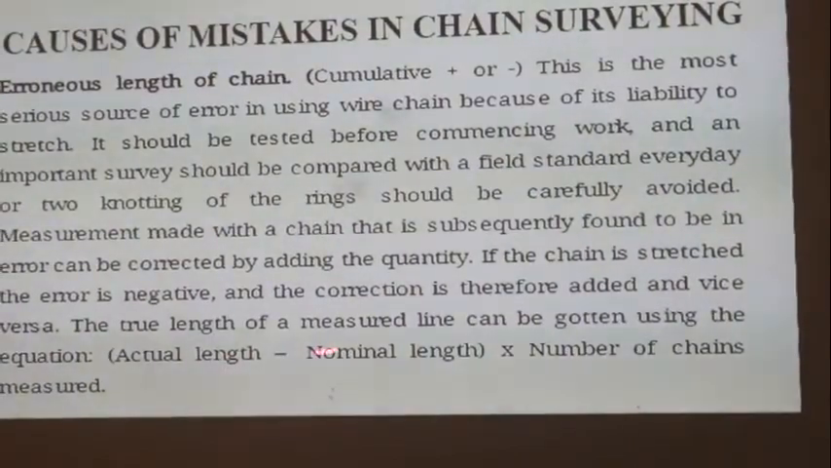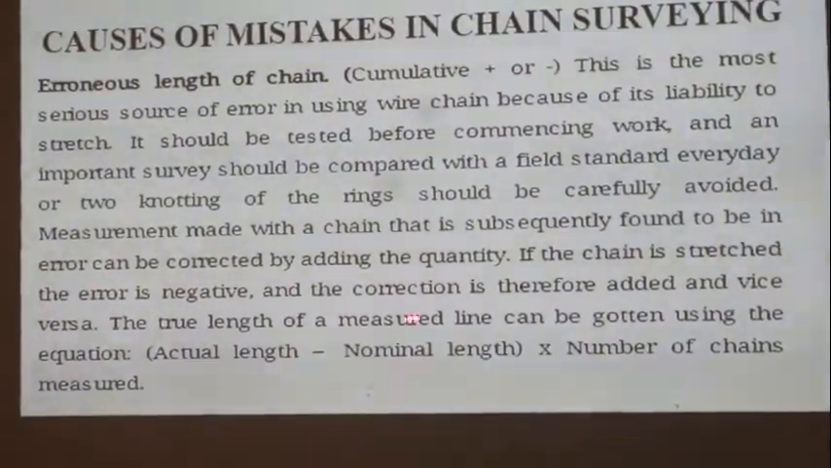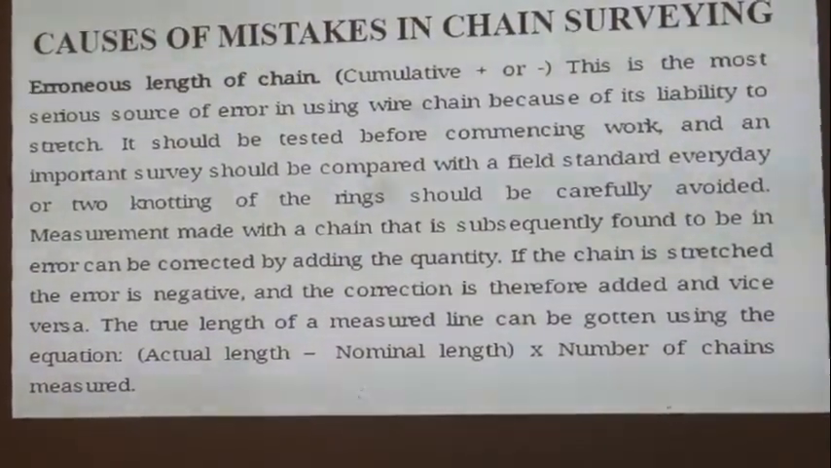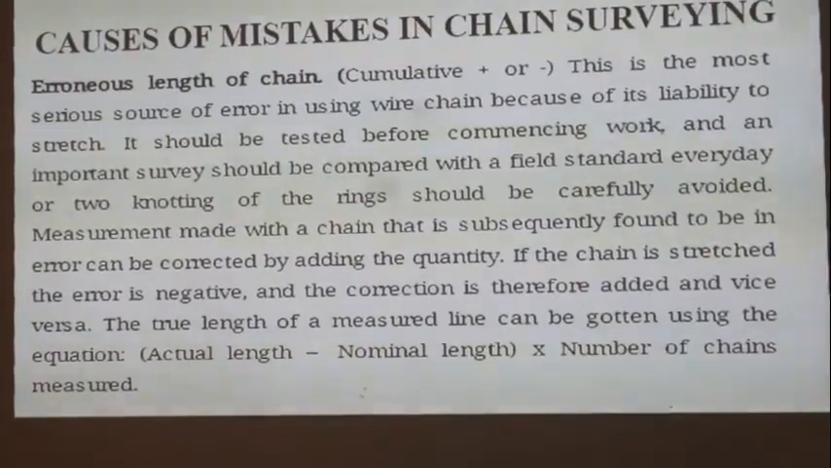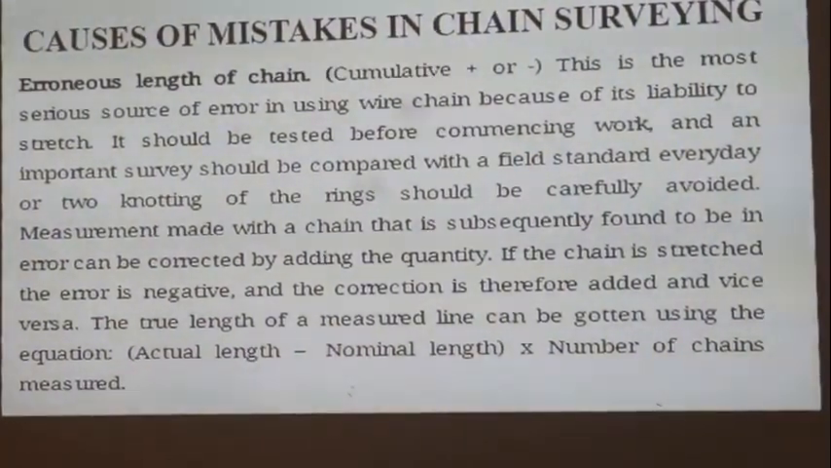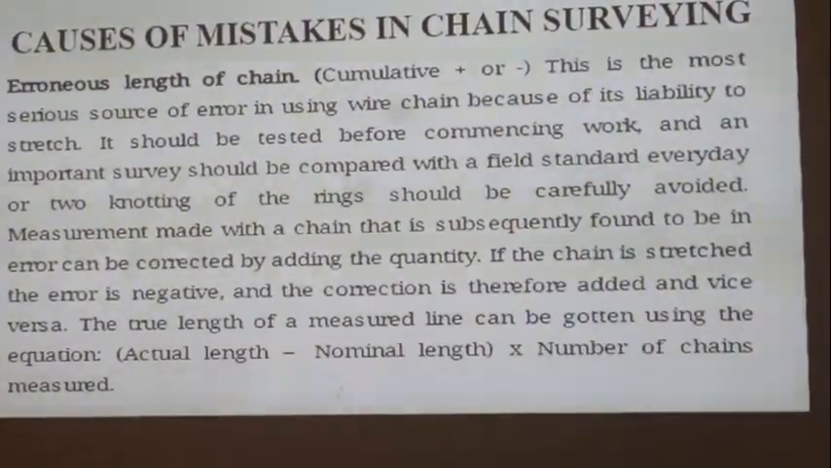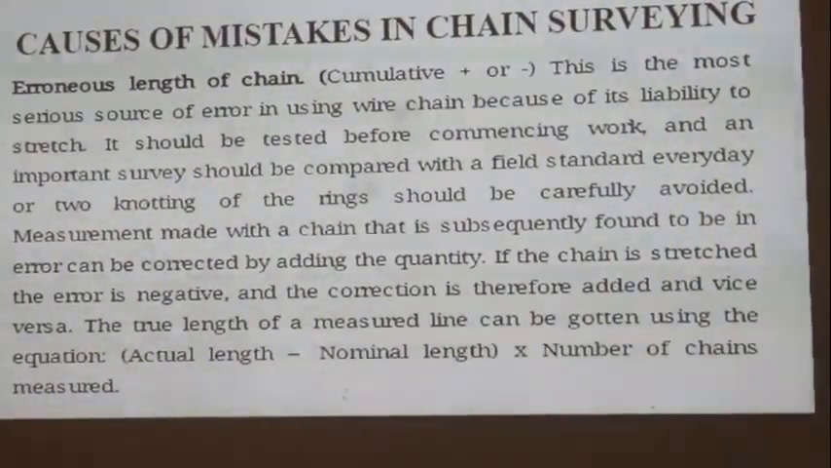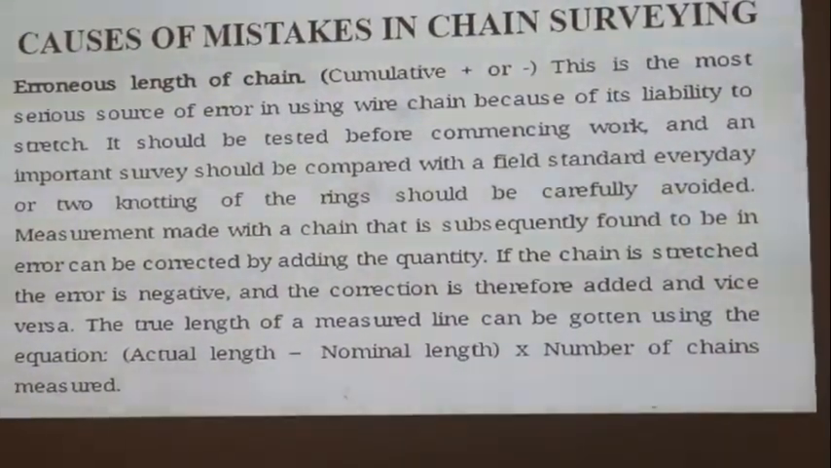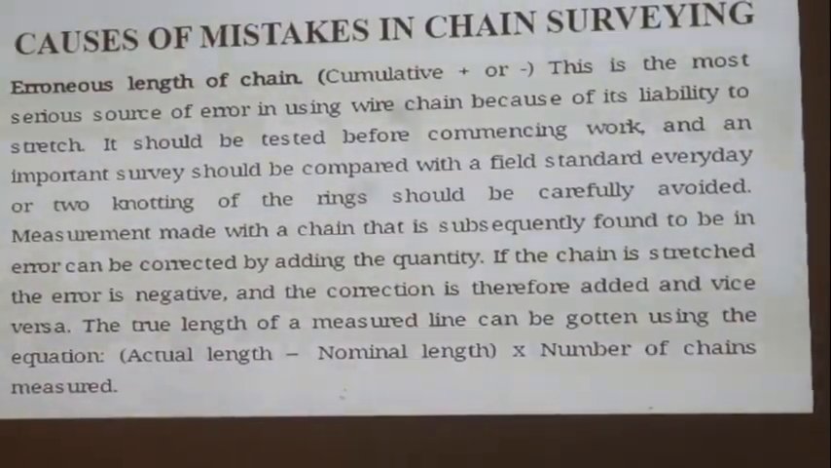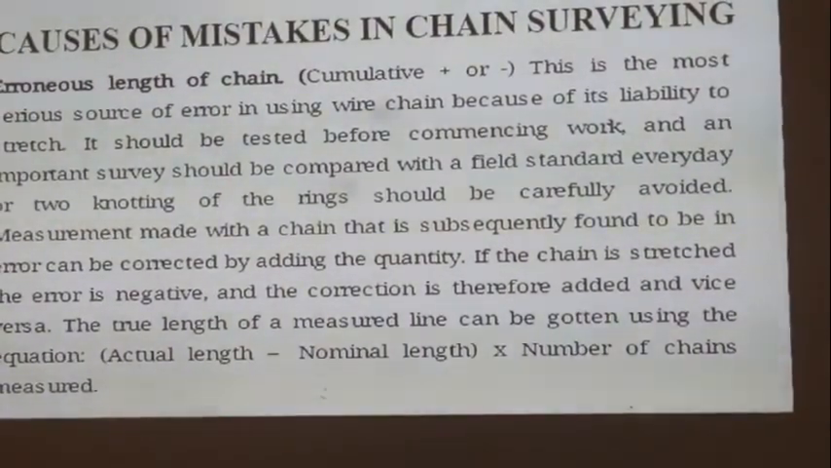So we have what we call nominal length, and we have the actual length. If they tell you it is 100 meters and the base tells you it is 100.05, the actual length is 100.05, but the nominal length is the one quoted by the manufacturer. So you subtract the nominal length from the actual length and multiply by the number of chain measurements you have carried out. That will help you to know that error and remove it. That one can be positive or negative, so you read more about that.